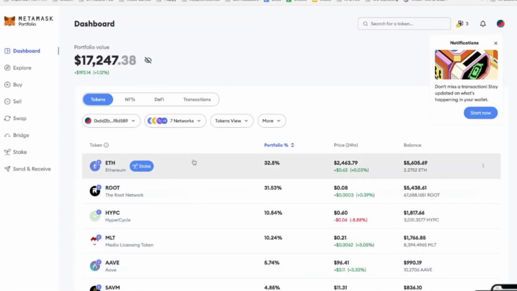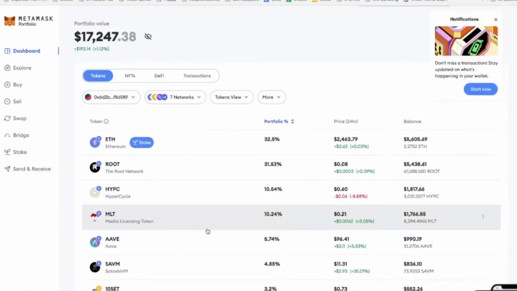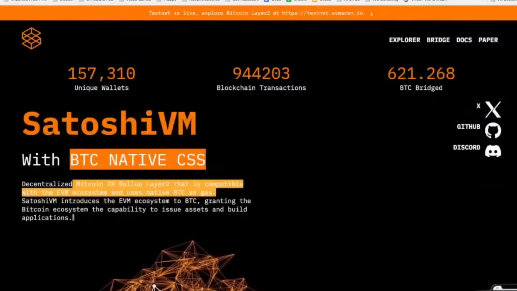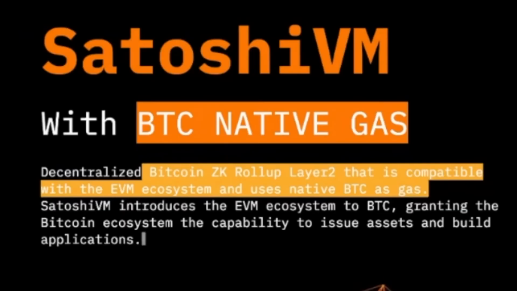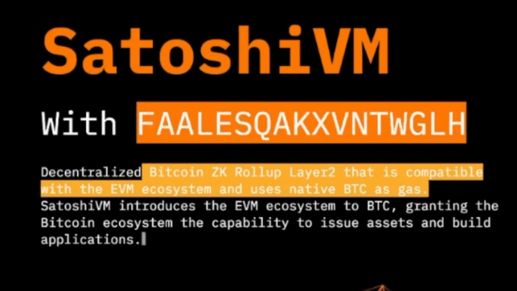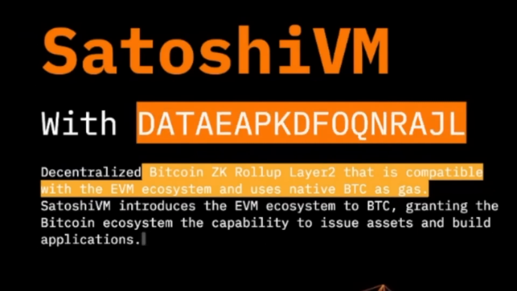You don't have to take Ethereum and swap it for Satoshi. You can do whatever you want in these wallets and swap them to show how easy this actually is. But here's the reason why I like Satoshi VM. First of all, it is a layer 2 solution. It is EVM compatible, and it uses native Bitcoin as gas.